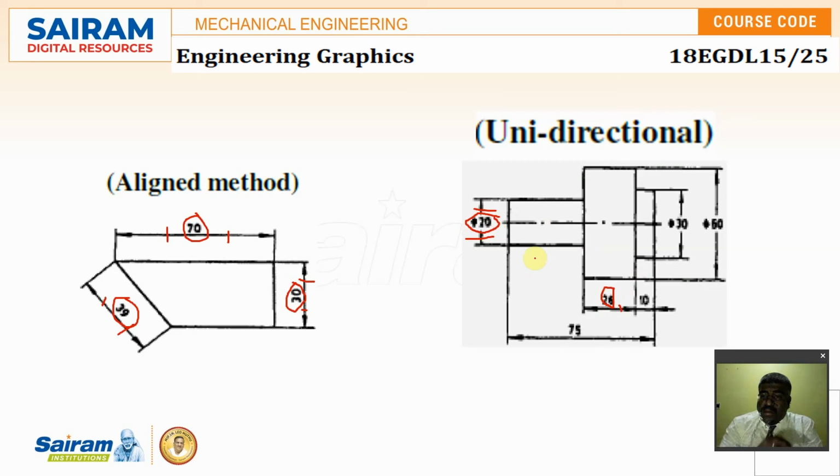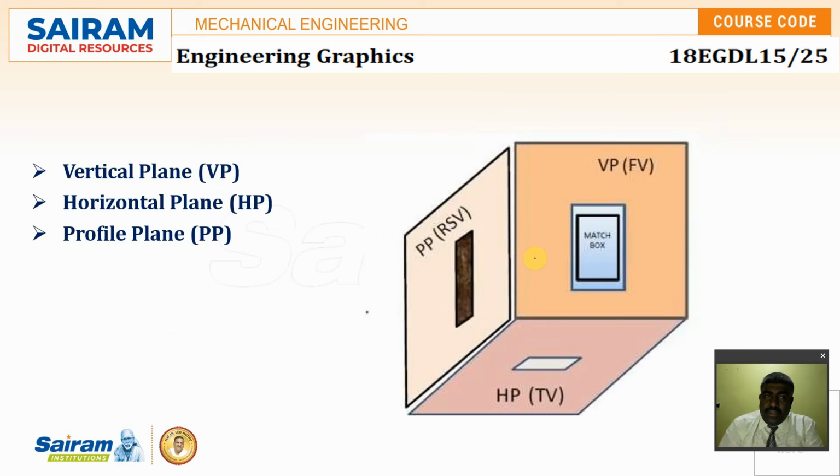So we can use whichever of the two methods you want, but in a particular projection, you have to use only one kind. Either you can use unidirectional or aligned. Don't combine both in a single projection. Coming to the principal planes of orthogonal projections, there are three principal planes: one is a vertical plane, a horizontal plane, and a profile plane.